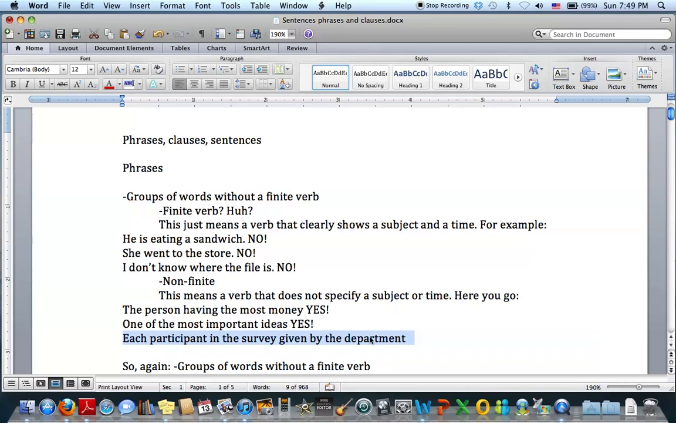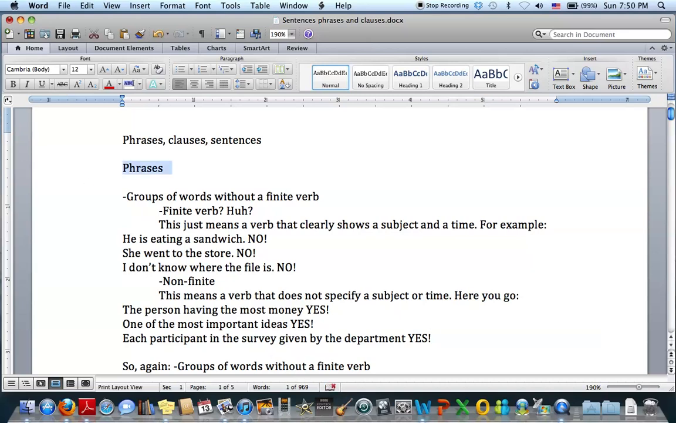Each participant in the survey given by the department. Now, this is a little bit tricky, and I'm not going to go into all of it, and someone could argue that we have a reduced adjective clause in here, but keep in mind, even if you do have a reduced clause, what do you reduce a clause into? A phrase, which is exactly what we've got right here. Each participant in the survey given by the department, we have no clear subject, we have no clear time identified, so what we got right here, bingo, is another phrase.